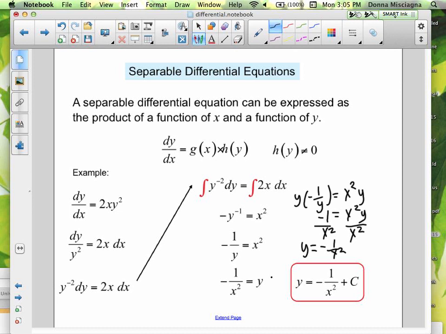Okay? All of our equations here will get a plus c, right? Because we integrated. Okay, so this is an indefinite integral. So don't forget c.